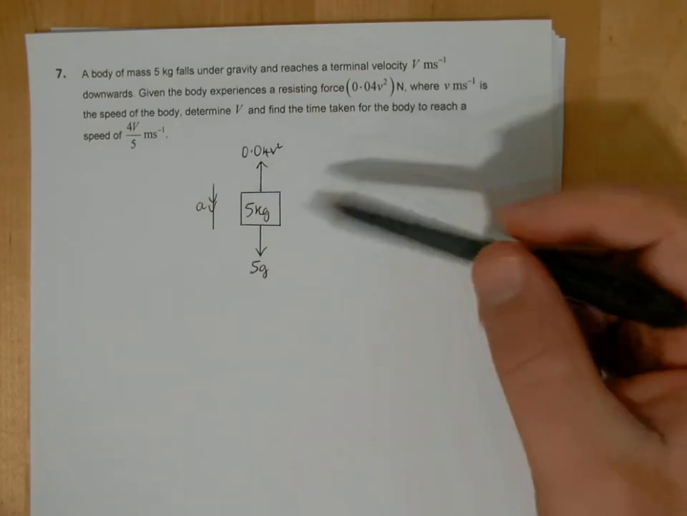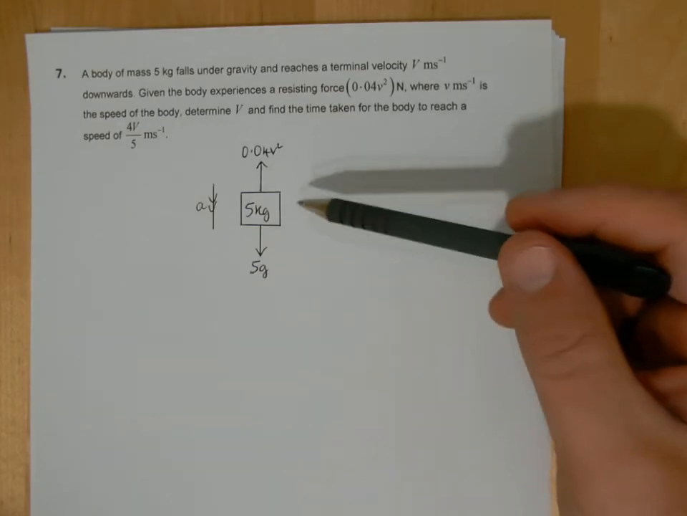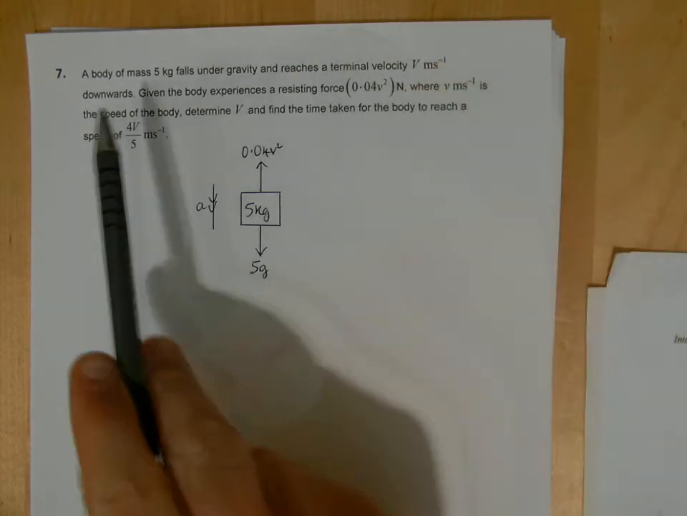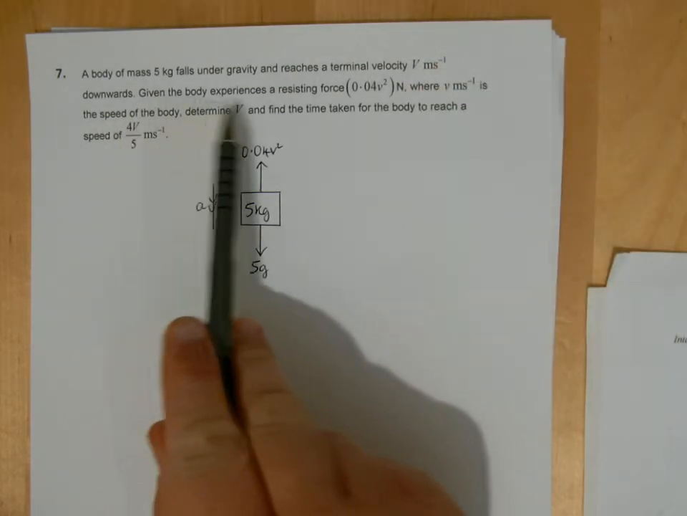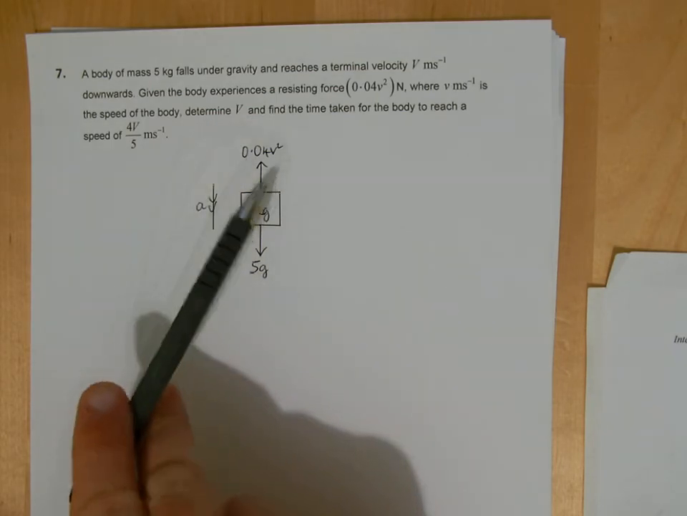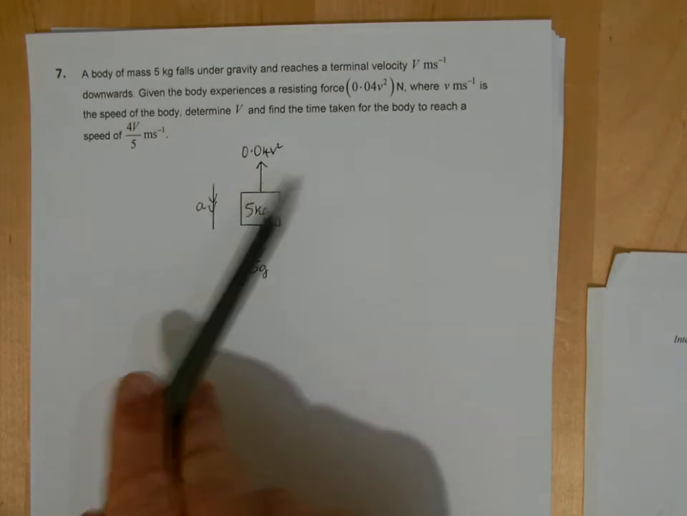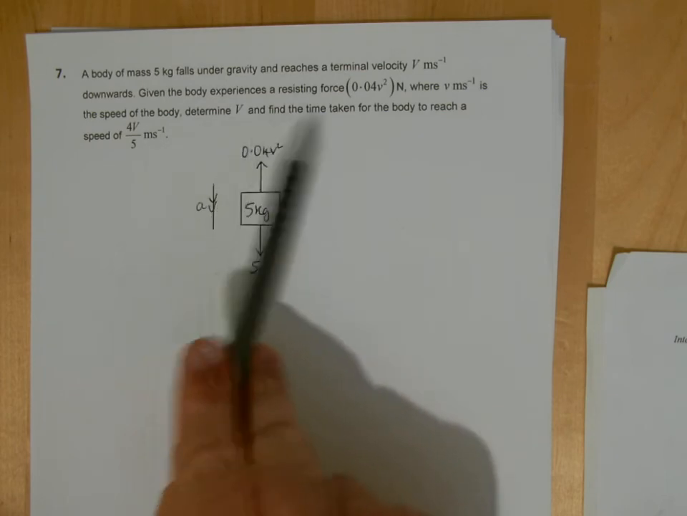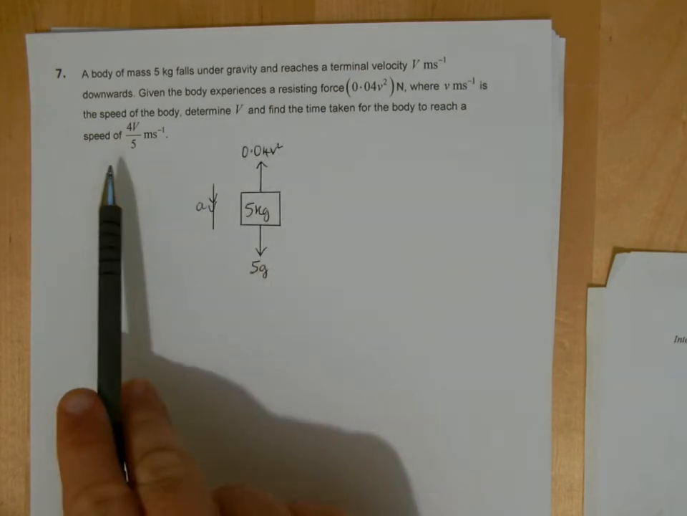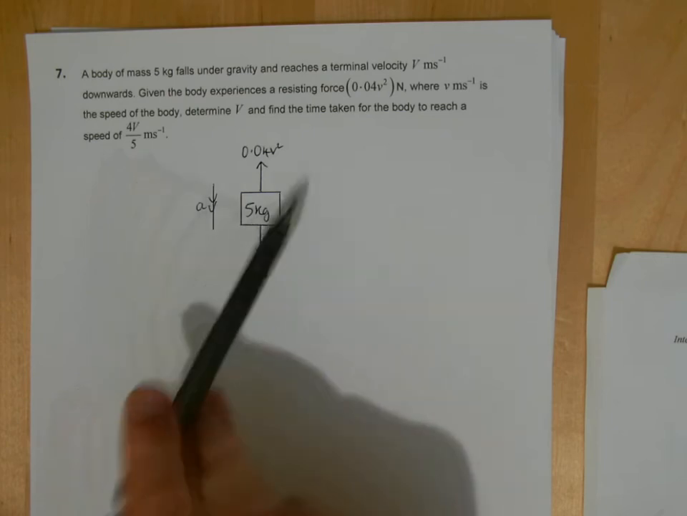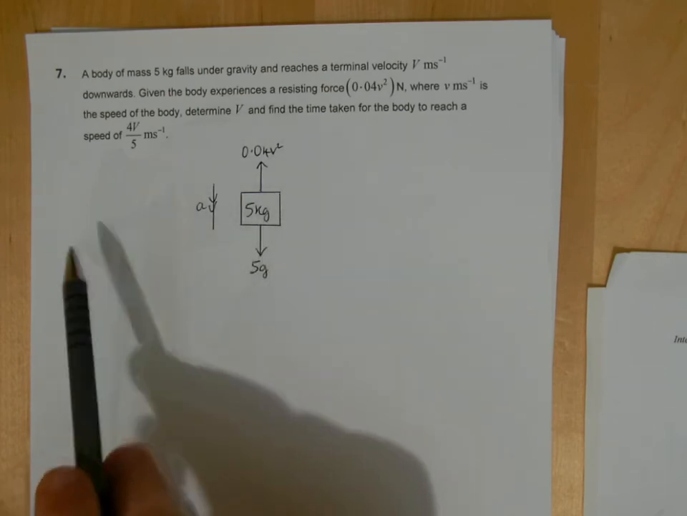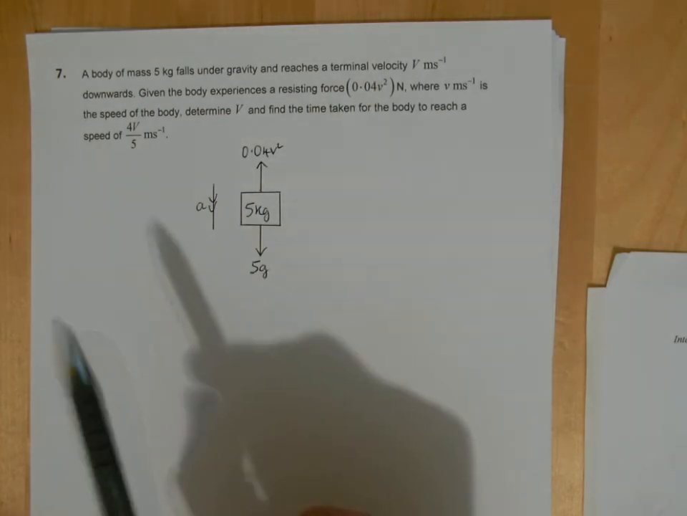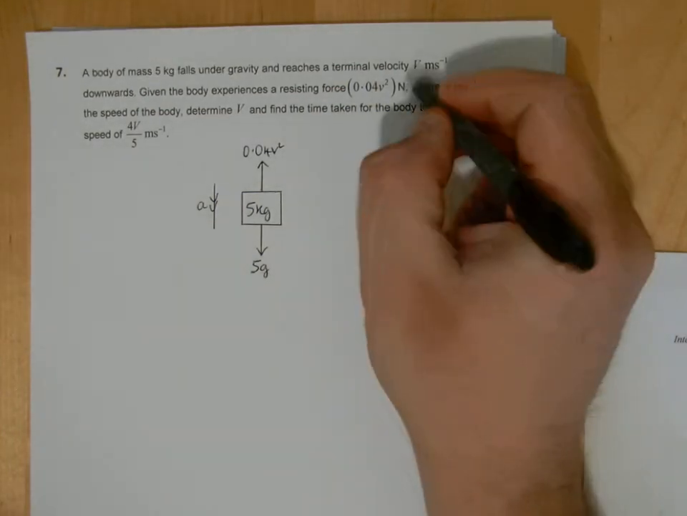Okay, so we've got a body of mass 5 kilograms falling under gravity, and it reaches a terminal velocity v downwards. Given the body experiences a resistance force of 0.04 v squared, where v is the speed of the body, determine v and find the time taken for the body to reach a speed of 4v over 5. So there's the force diagram here. But first of all, they mentioned that terminal velocity is v.